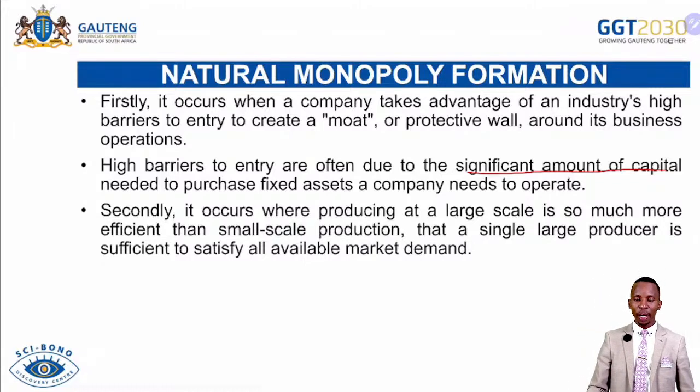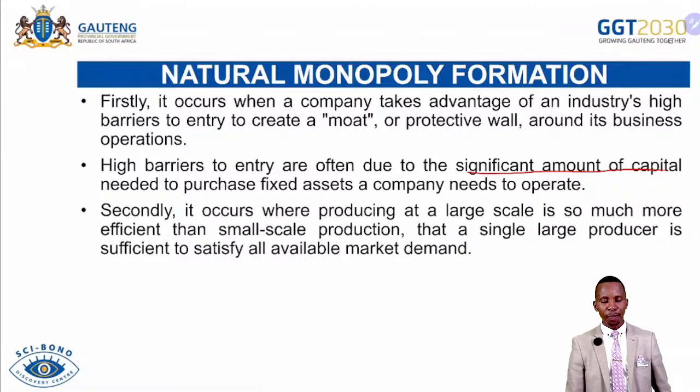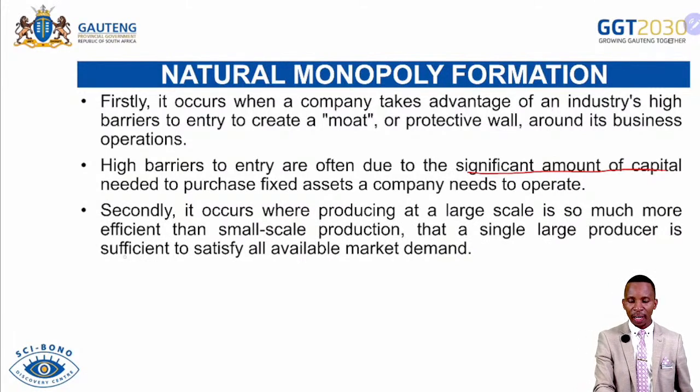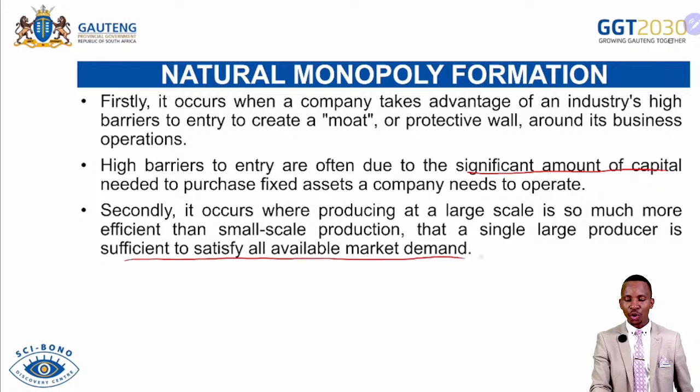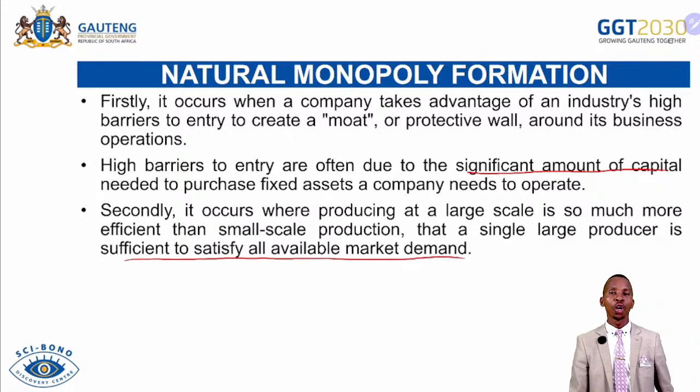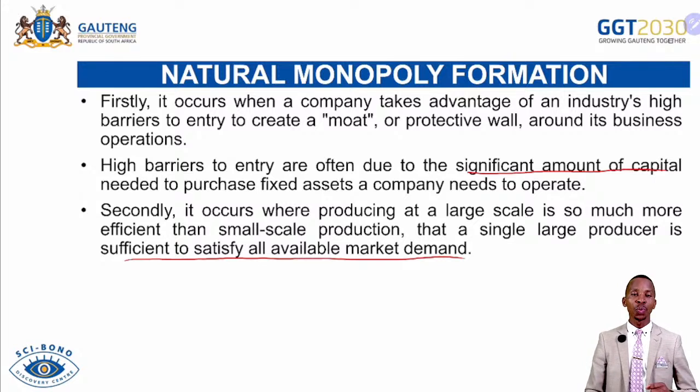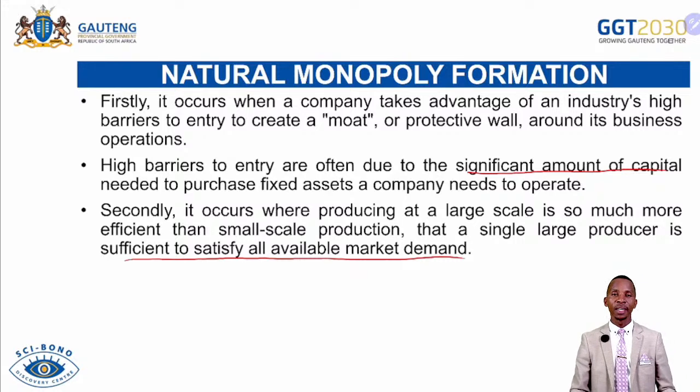Secondly, it occurs where producing at a larger scale is so much more efficient than small scale production that a single larger producer is sufficient to satisfy available market demand. So when one firm can produce at economies of scale, that firm can supply the entire market because it is producing at a lower cost, producing large output and selling at a lower cost. Then that firm is good enough to supply the entire market. That's how a natural monopoly can be created.